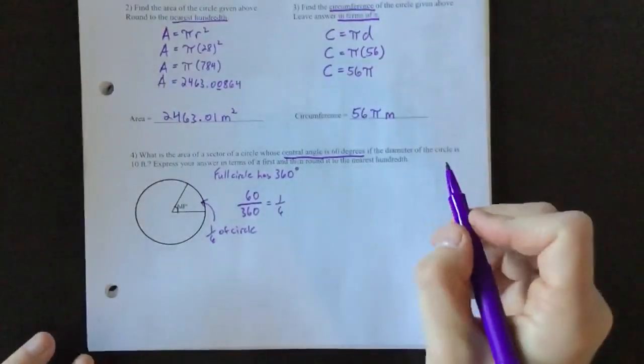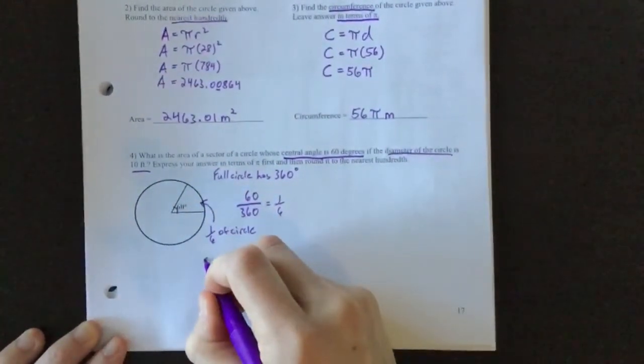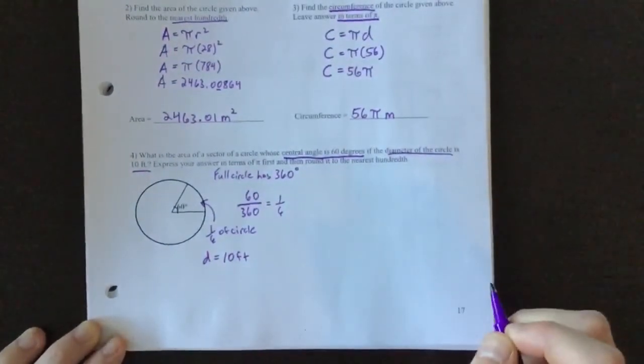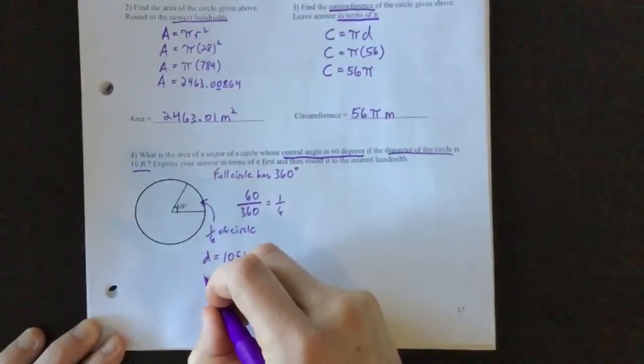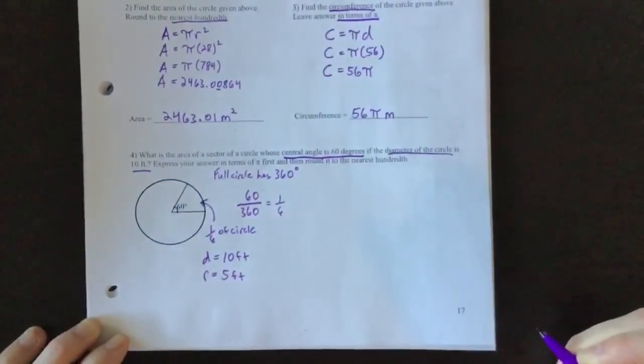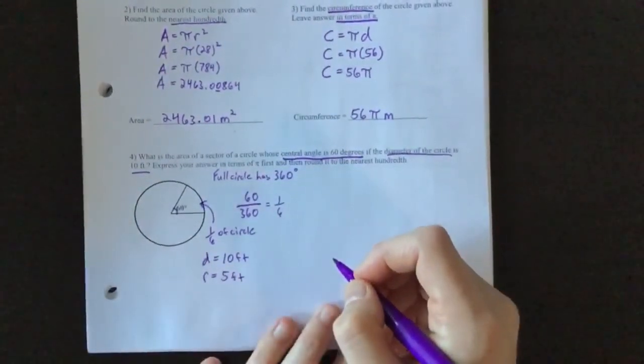We also want to notice that they give us that the diameter of the circle is 10 feet. And I want to jot that down for myself. And I know if the diameter is 10 feet, the radius is 5 feet. And that'll be important for finding our area because we use radius in our area formula.